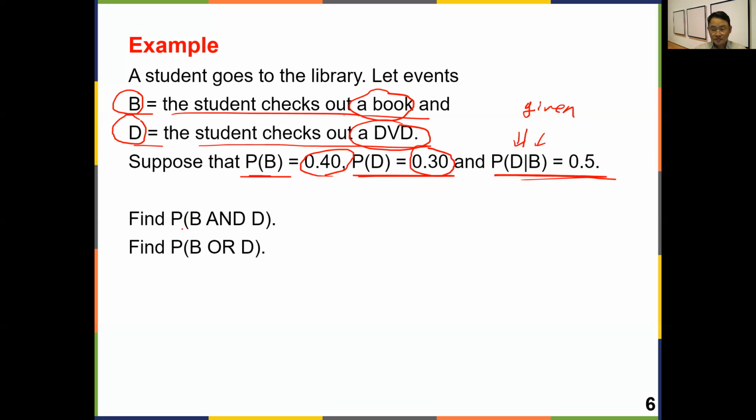So the question is saying, find the probability of B and D. And also the question is saying, find the probability of B or D. Now, let me give a little bit of time. Why don't you just go ahead and try this?